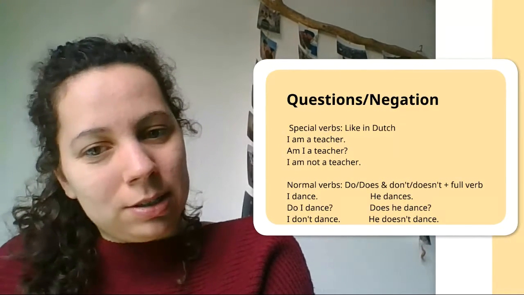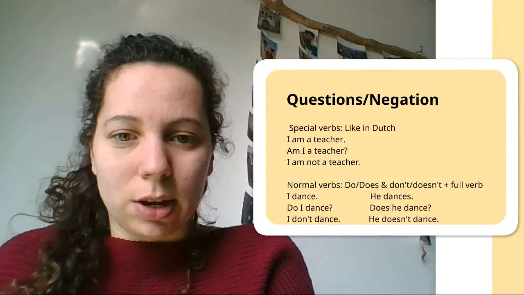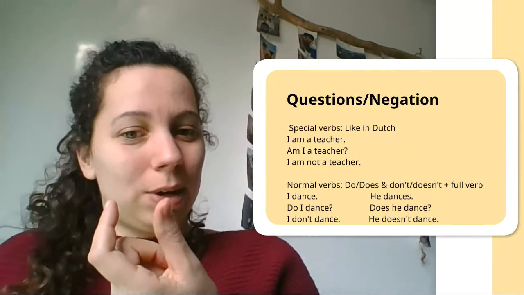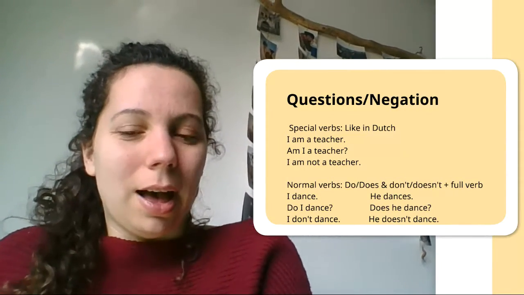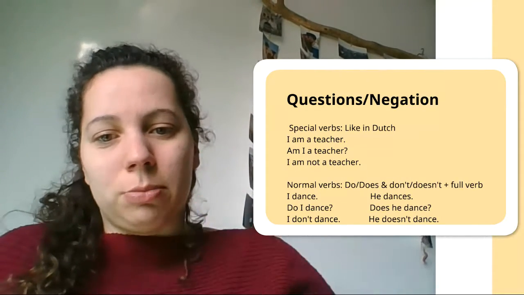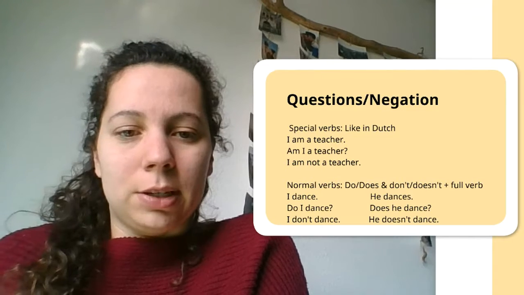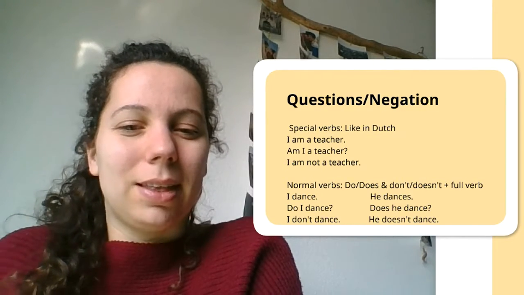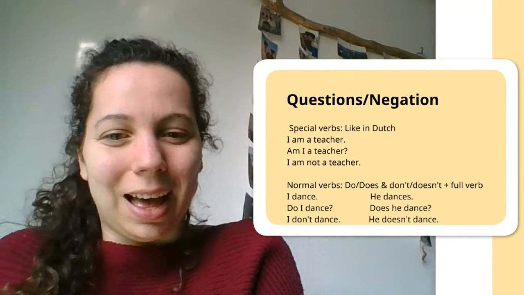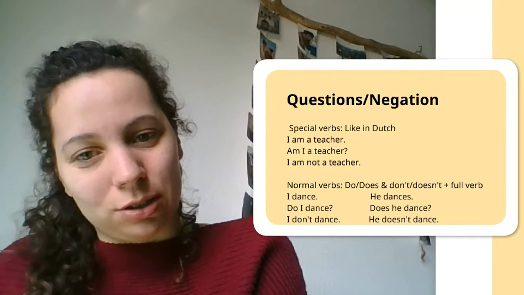Special verbs in the present simple behave like in Dutch. So it's I am a teacher, am I a teacher? Oh yeah, like in Dutch, we swapped around the subject and the verb. And the negation, I am not a teacher, gets not behind the verb. So this is the simple way of doing it. Then there are all those other verbs, which is most of them, and they get do and does and don't and doesn't.